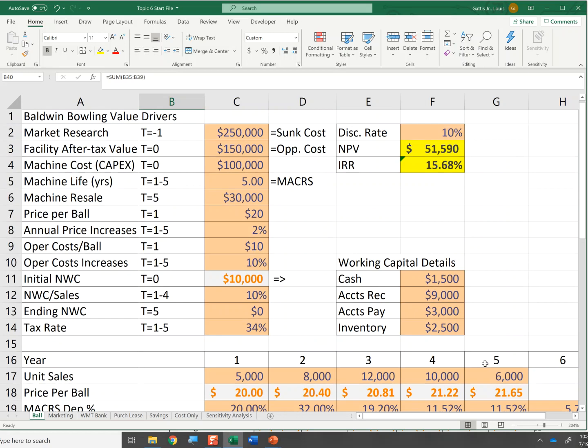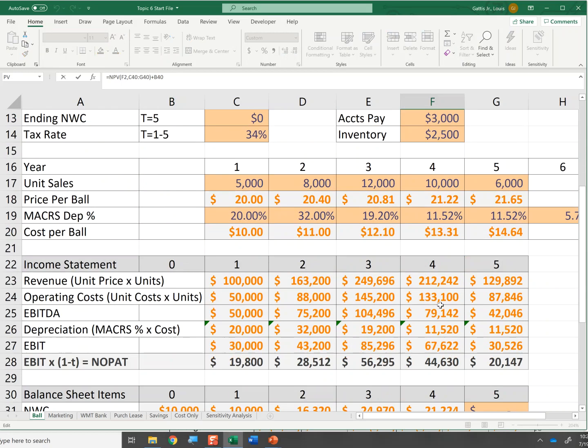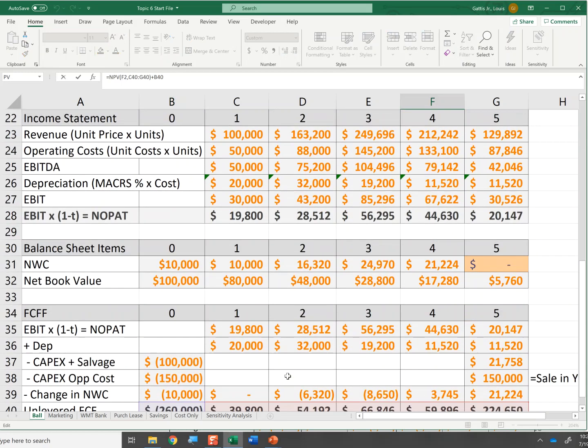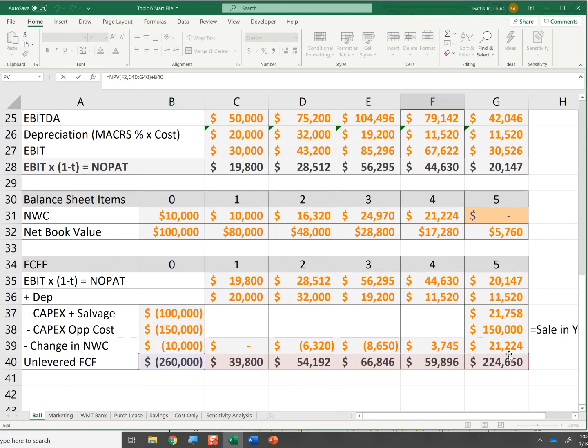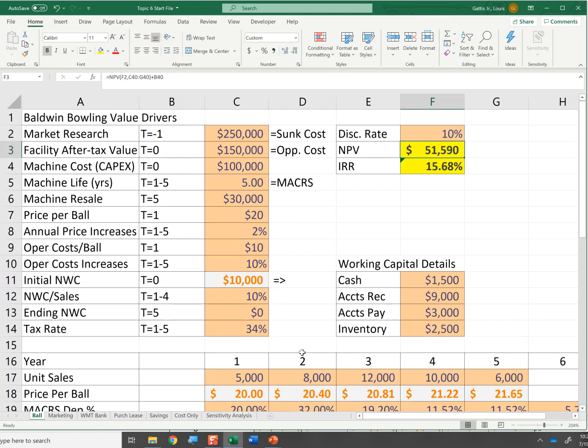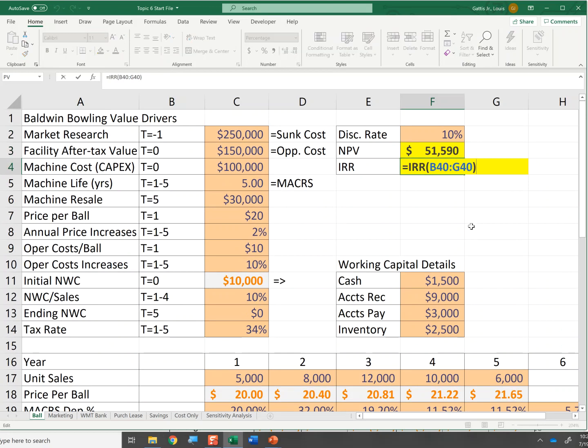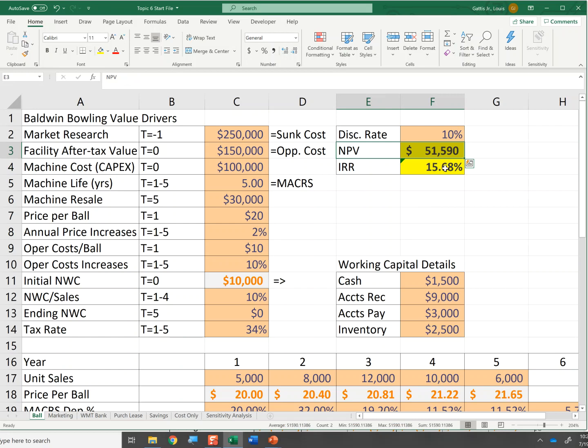I can then calculate the NPV of those free cash flows. Notice I take the NPV of periods 1 through 5 using the discount rate, and I add back the cash flow at period 0. And then I have my IRR. And so this project, using a discount rate of 10%, has a net present value of $51,590 and an IRR of 15.68%. So I'm going to do this project using my rule that if the NPV is greater than 0, and if the IRR exceeds your discount rate.